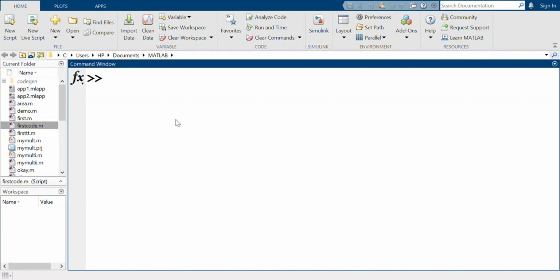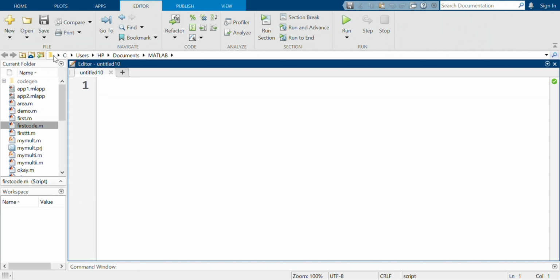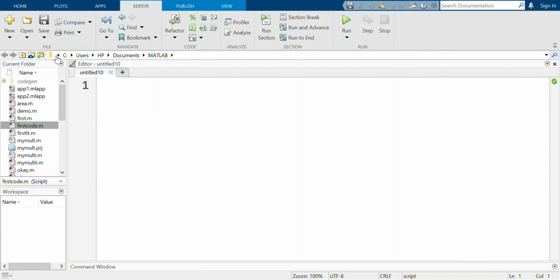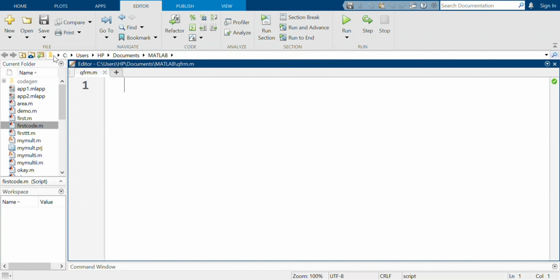Okay, hello guys. So today we will learn how to write a code that calculates or finds the roots of a quadratic equation. So here in Matlab, let's open a new script and save it as quadratic formula. Now, what is a quadratic formula?